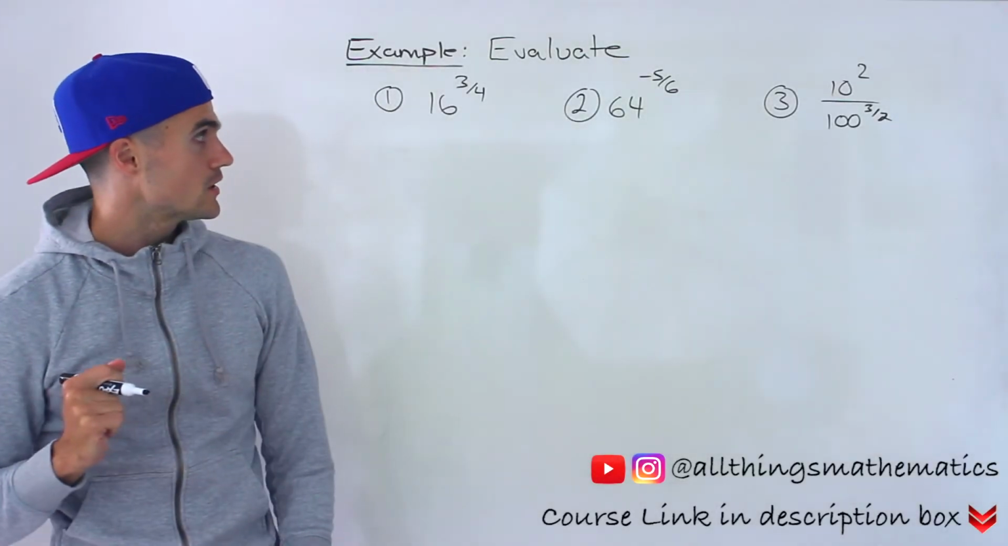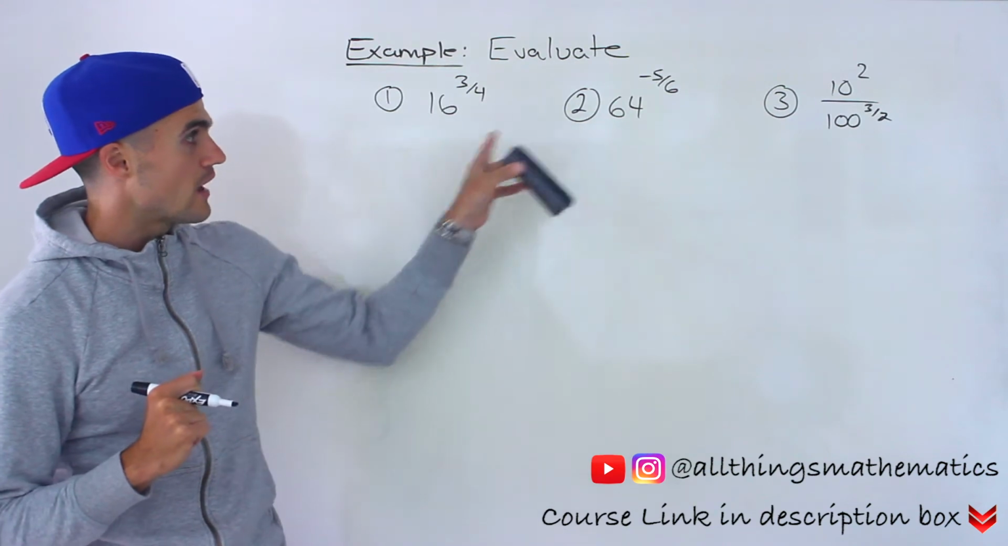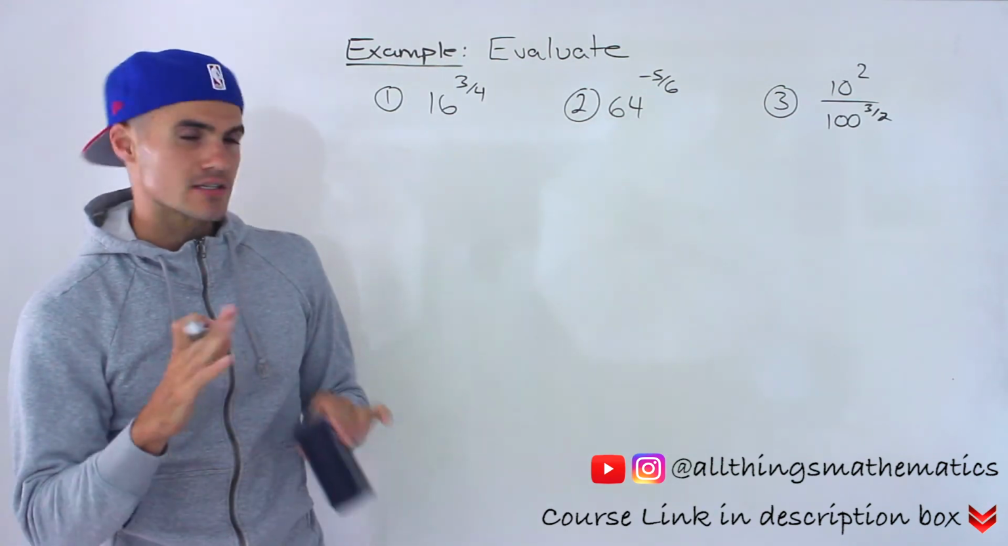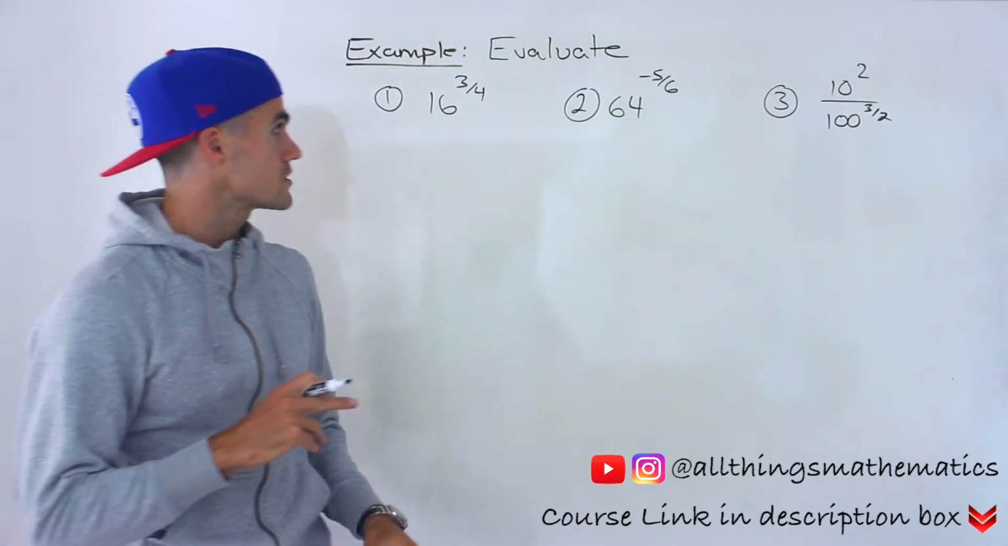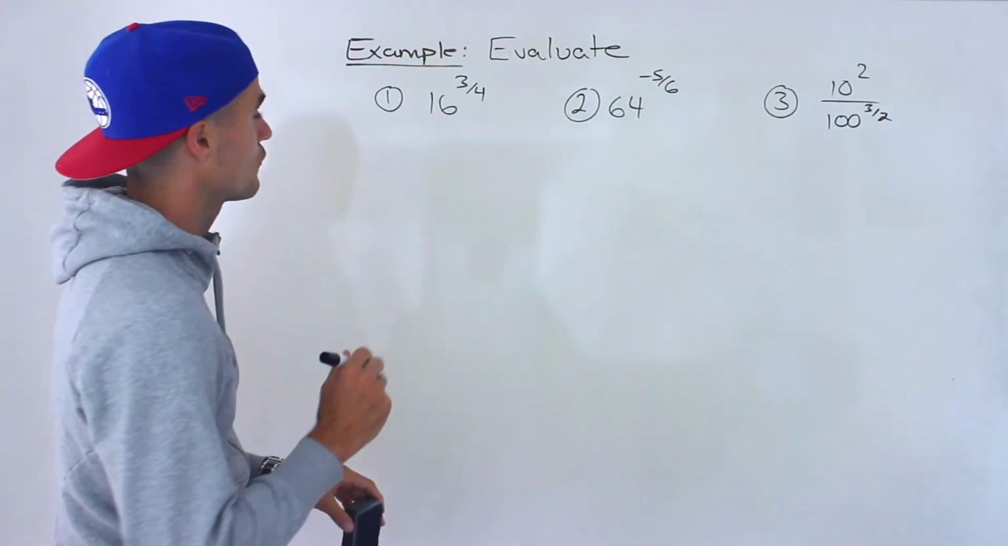And in this next video, what we gotta do is evaluate these expressions here. So we're gonna get some more practice dealing with rational exponents. So starting with number one, we got 16 to the power of 3 over 4.